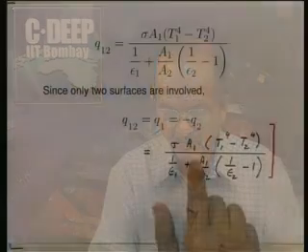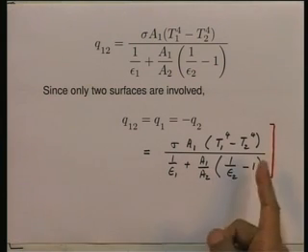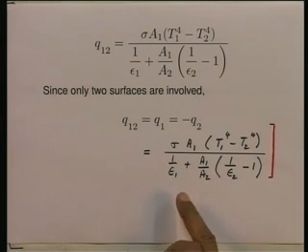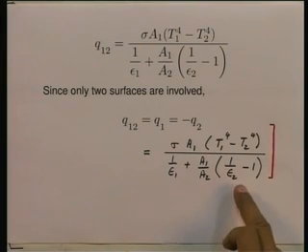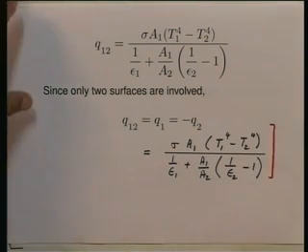Q1 equal to minus Q2 is equal to sigma A1 (T1 to the power 4 minus T2 to the power 4), the whole thing divided by 1 by epsilon 1 plus A1 upon A2 into (1 by epsilon 2 minus 1). Okay.